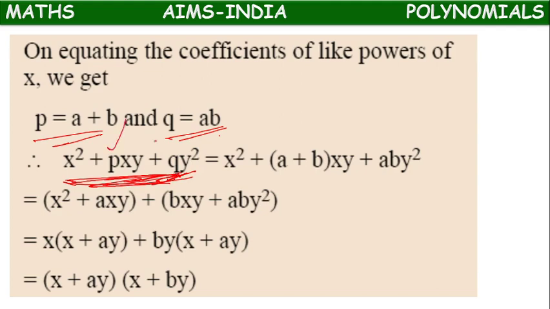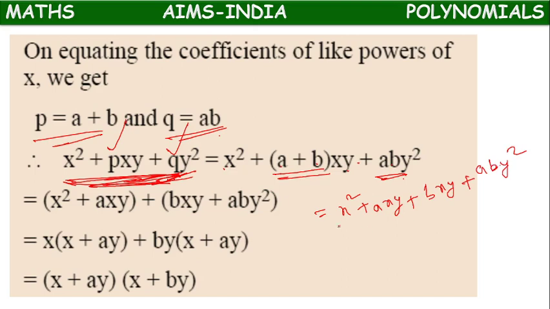In the place of p, we will keep a plus b. In the place of q, we will keep ab. Next, we will multiply. So if you multiply, x square plus a into xy, axy, b into xy, bxy, plus aby square. First 2, one group. Next 2, one group.